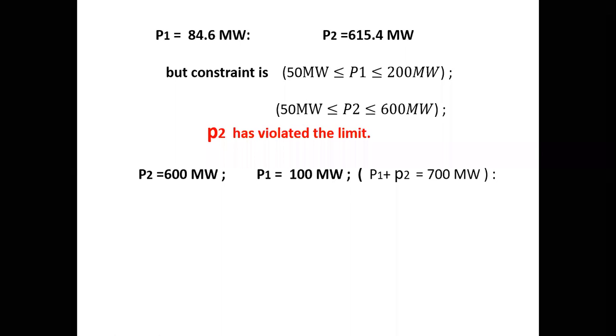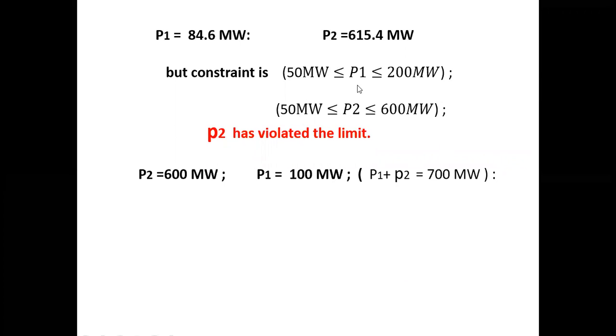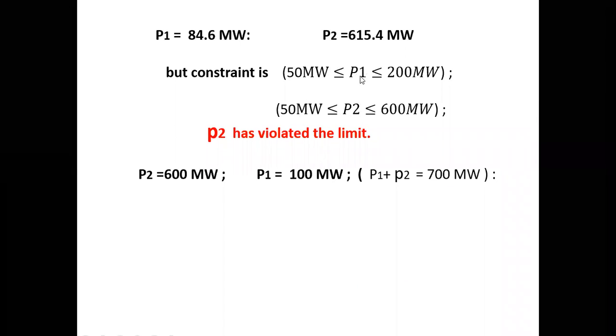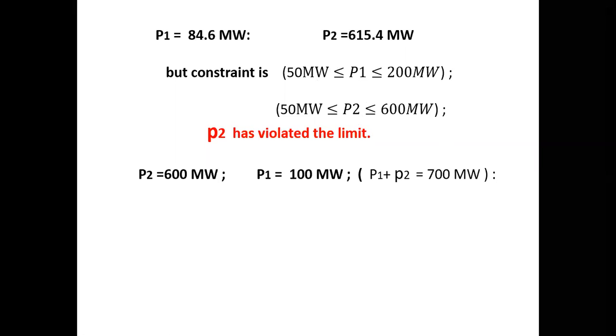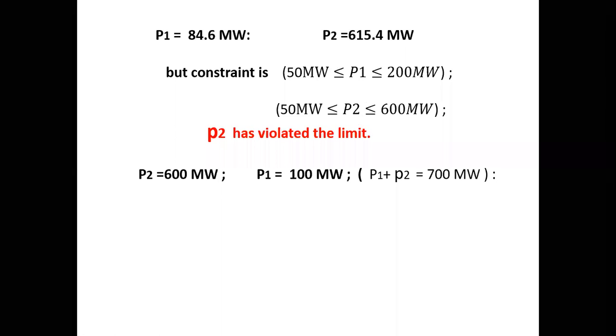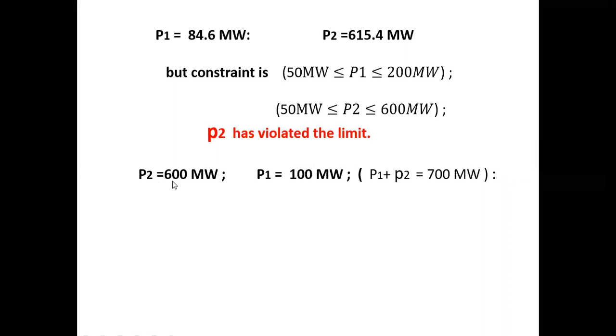So always we need to take one precaution: our power generating capacities must be in the range of the given constraints. We have to respect our constraints. So that's why we can fix P2 at 600 megawatts. Once you fix P2 at 600 megawatts, easily we can calculate the P1 value, because we know the total demand. Total demand is fixed.